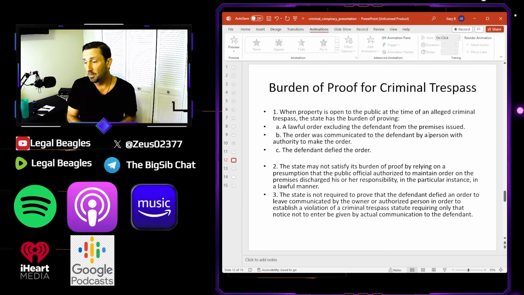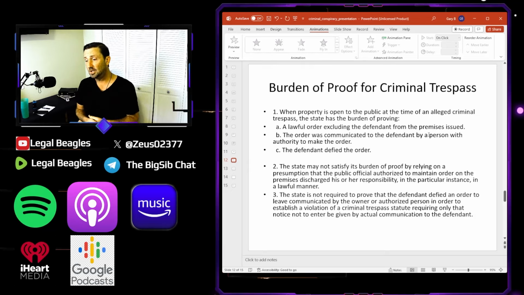Number 1, when property is open to the public at the time of an alleged criminal trespass, the state has the burden of proving. So this goes back to all the COVID stuff, right? So you walk in, you're not wearing a mask, they ask you to leave, and you refuse to leave, and the officer shows up and hands you a criminal trespass violation and kicks you out of the store. Well, these are the elements that are required to do this.